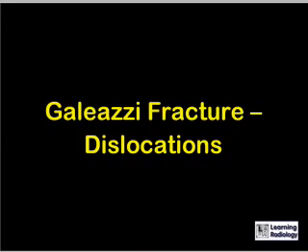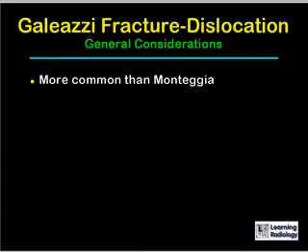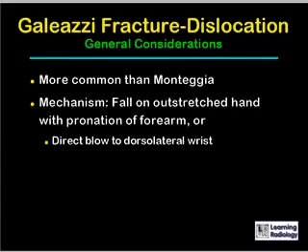Galeazzi fracture dislocations are more common than Monteggia fractures. The mechanism is again a fall on an outstretched hand, usually with pronation of the forearm, or a direct blow to the dorsolateral aspect of the wrist.